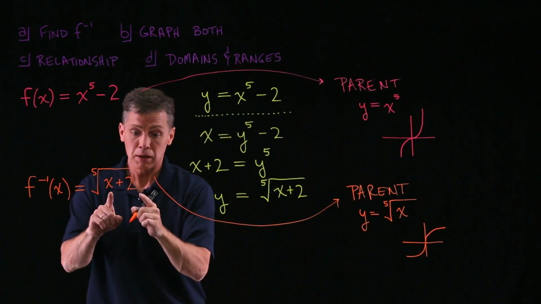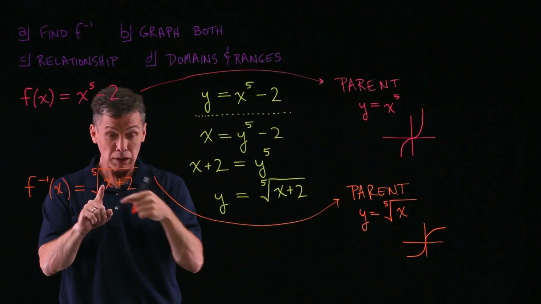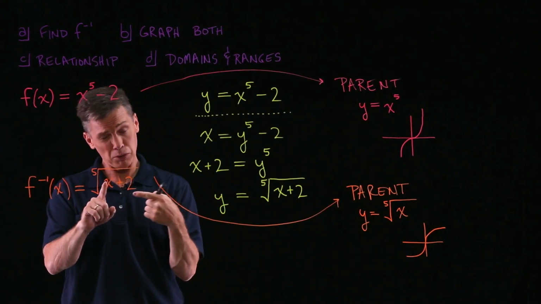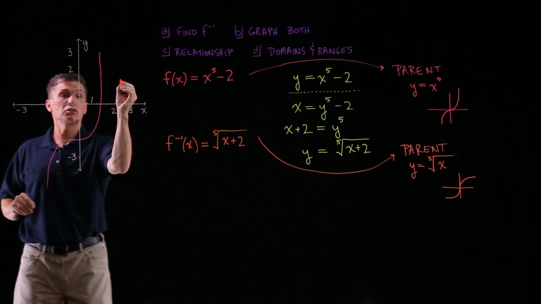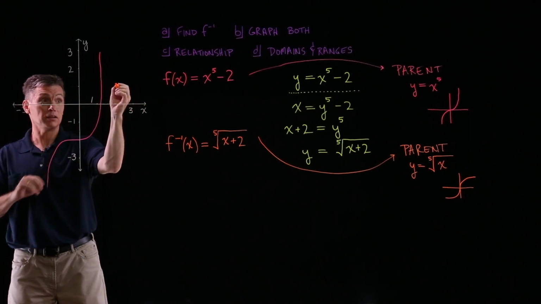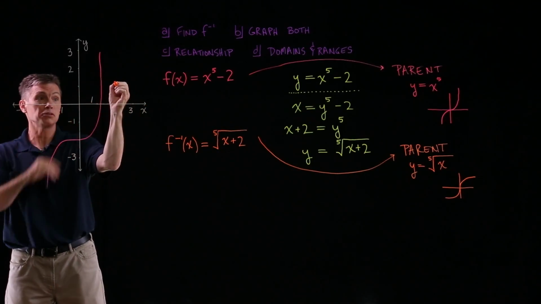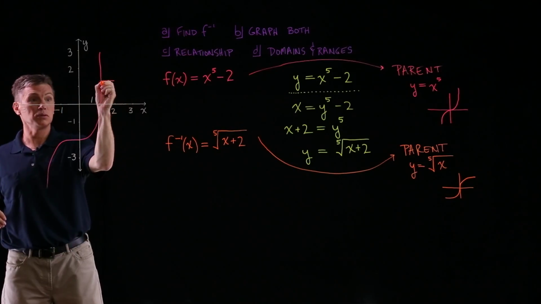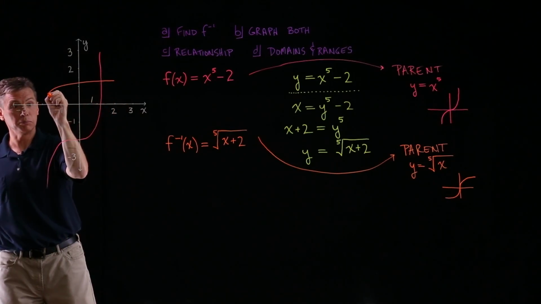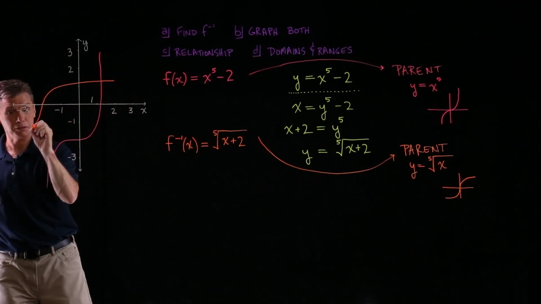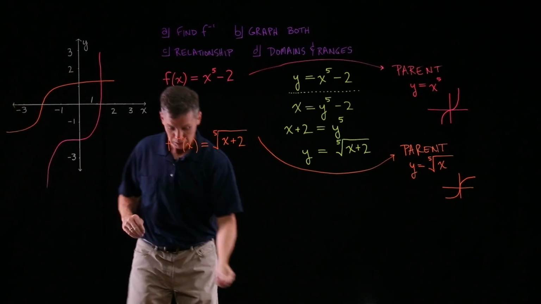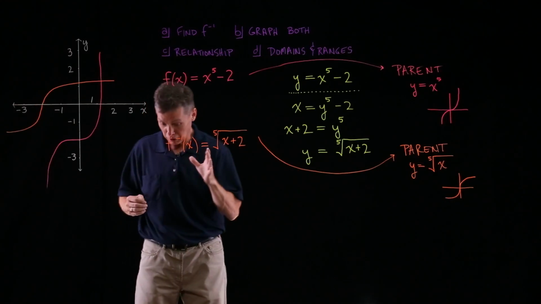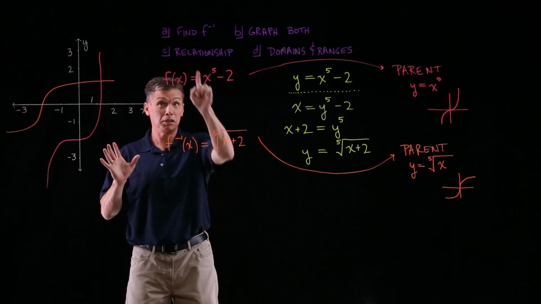So for mine, I have a plus 2 on the inside, which is a horizontal shift 2 to the left. So when I go to do my graph over here, I'm going to try to draw something that looks like that parent, but shifted over by 2. So let's say it looks something like this. See how I did. You might see why I chose math for my life, not art. Okay, I think we're good.